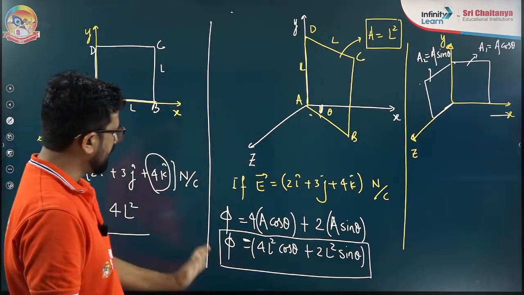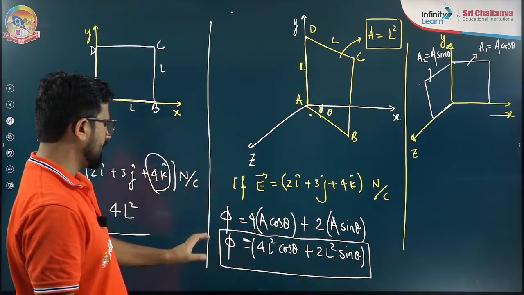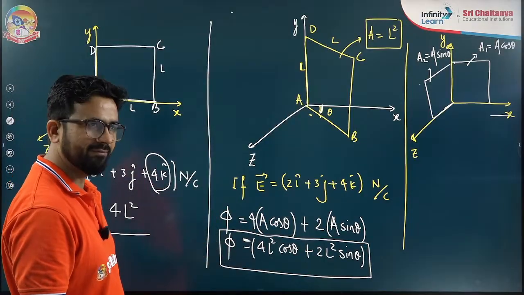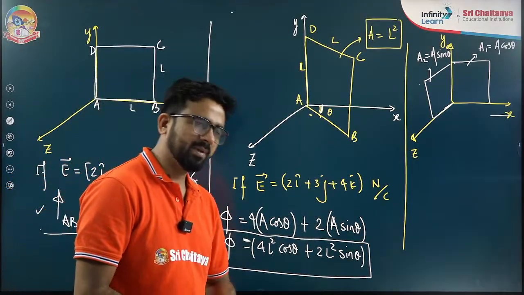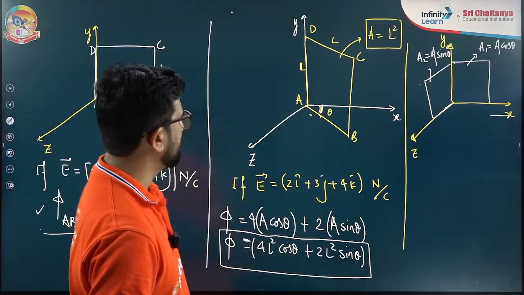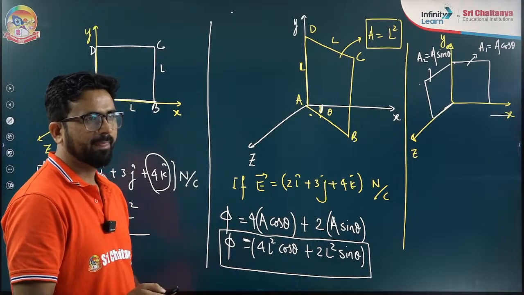What is the flux? 4L square cos theta plus 2L square sin theta. That is the very basic thing. I am just telling you this is the very basic way to calculate the flux. Now I am taking you to the next topic, that we call Gauss law. When we are talking about the Gauss law, we will now understand what it means.